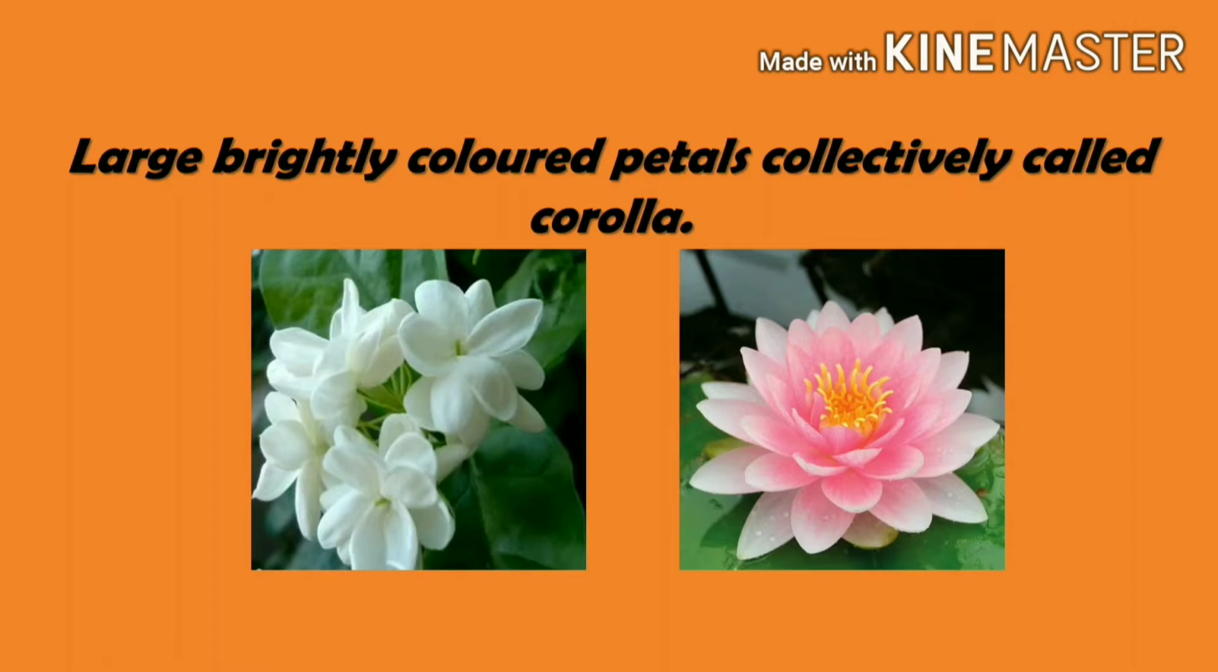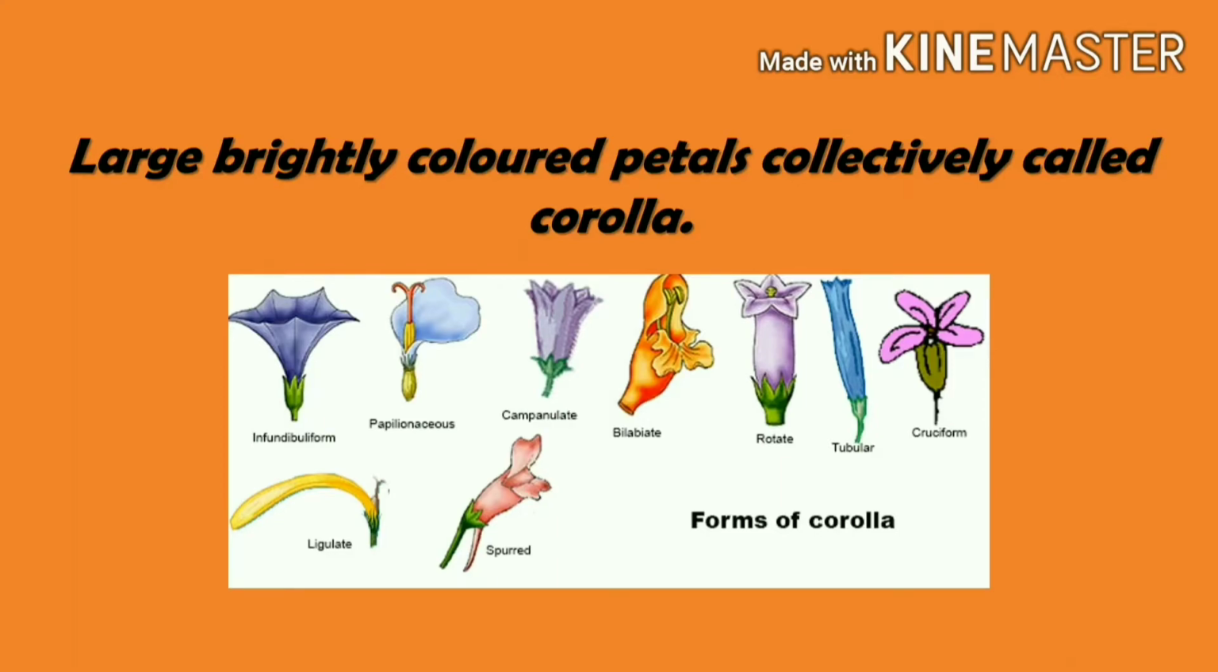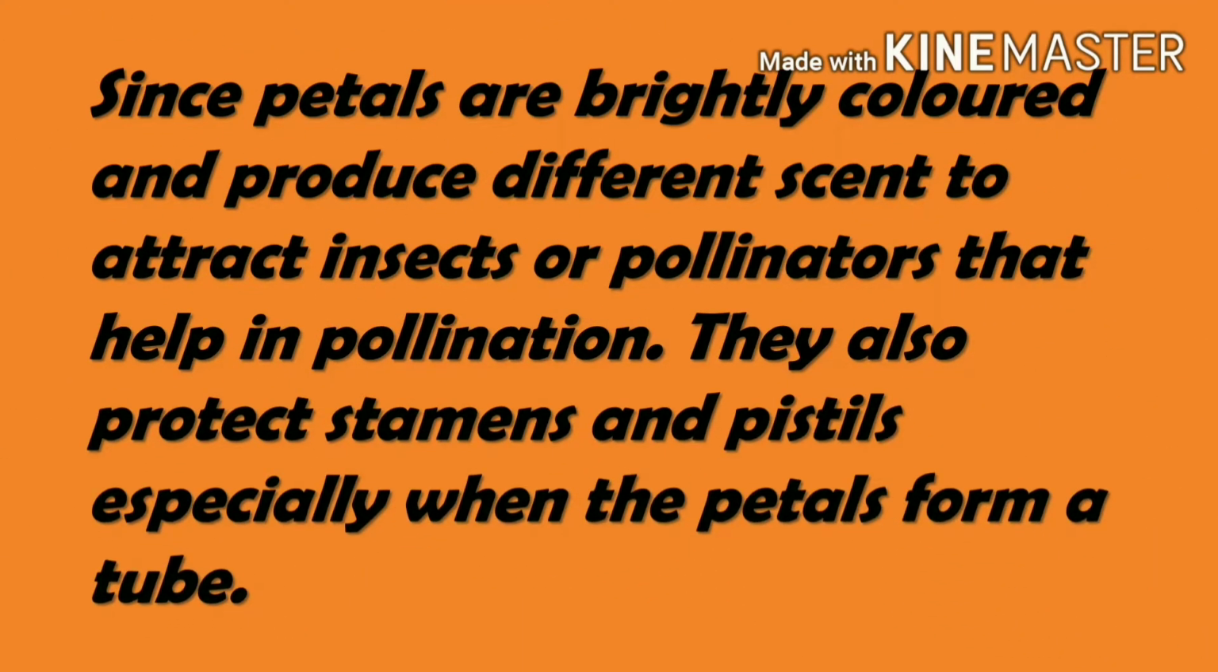They may be free, like polypetalous, or united, known as gamopetalous, forming a tube. They are of various forms like the tubular form, rotate form, spurred form and so on. Functions. Since petals are brightly colored and produce different scents to attract insects or pollinators, they help in pollination. They also protect stamens and pistils, especially when the petals form a tube.